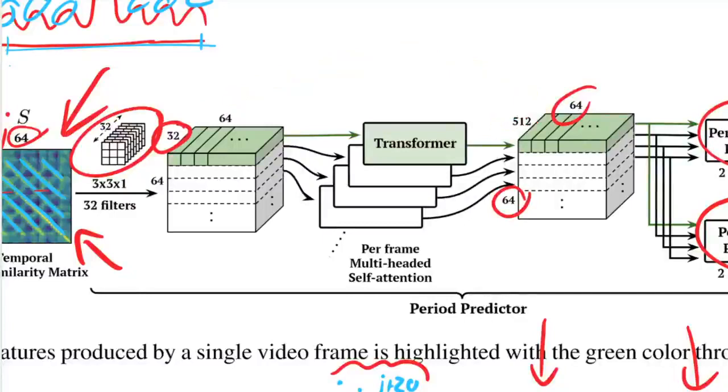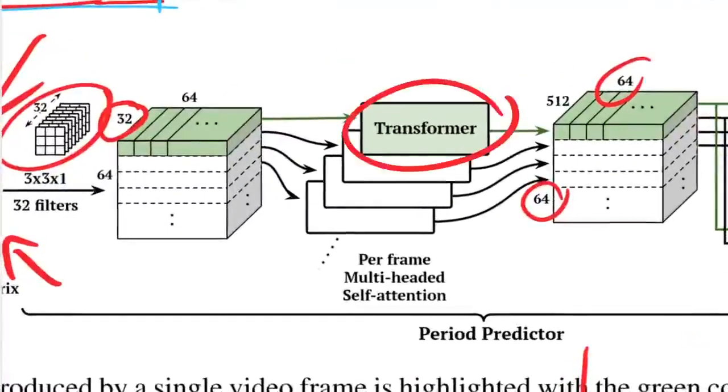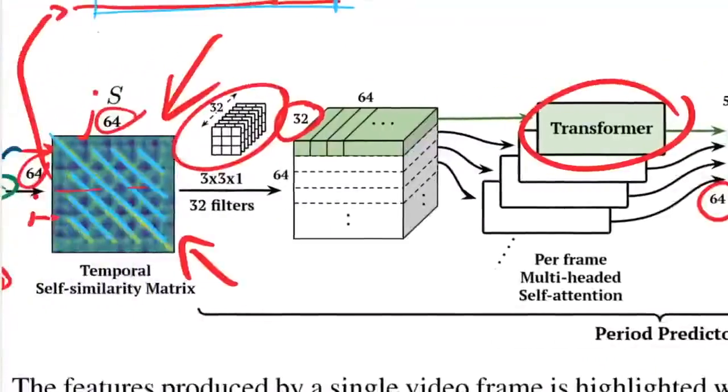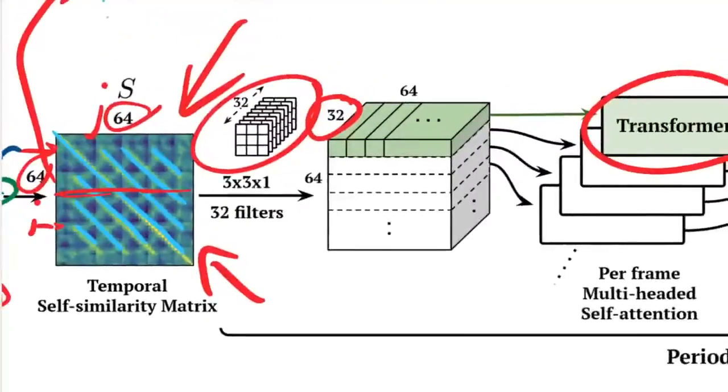But the authors here do something different. They do transformer layers in the middle, but only per frame. So what does it mean? So here you upsample to 32 channels. And then that means that one of these blocks right here corresponds to one row in the self-similarity matrix, which corresponds to one frame.